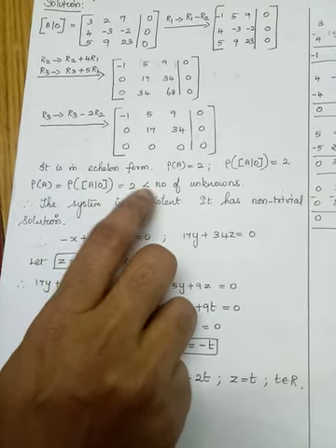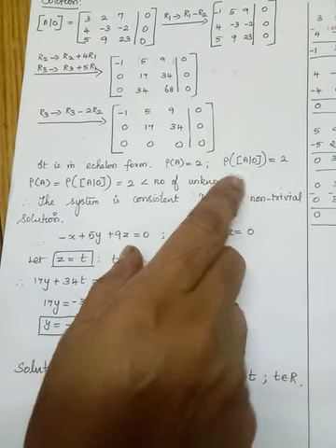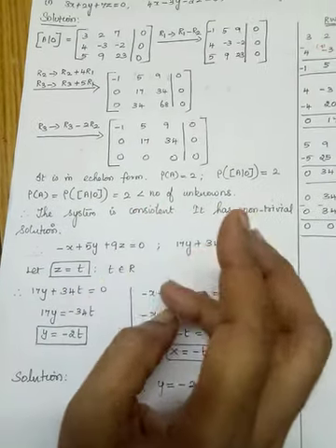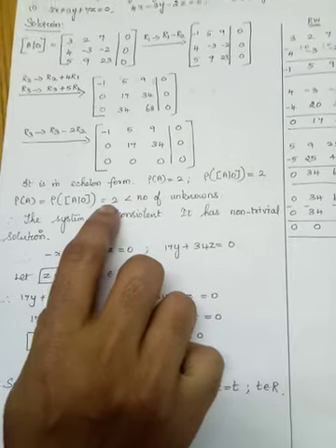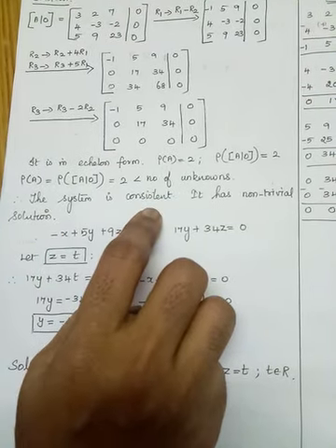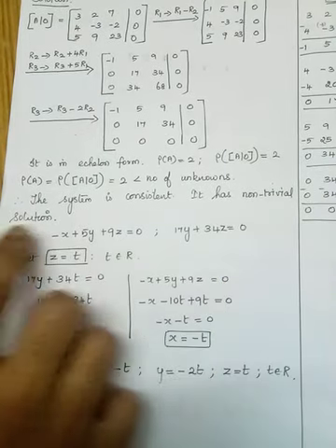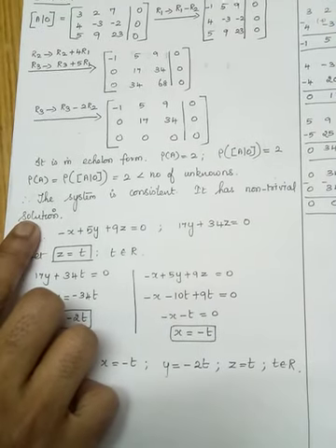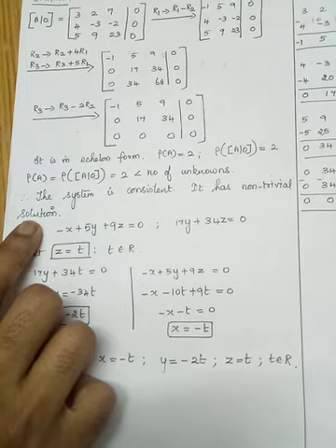Now, 2 is less than the number of unknowns. Here, how many unknowns do you have? x, y, z is 3 unknowns. So 2 is less than 3. So we have to conclude the system is consistent. It has a non-trivial solution.